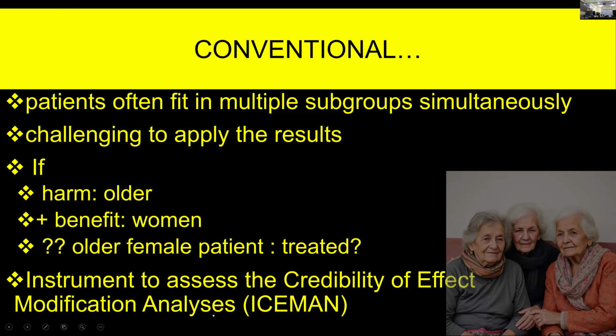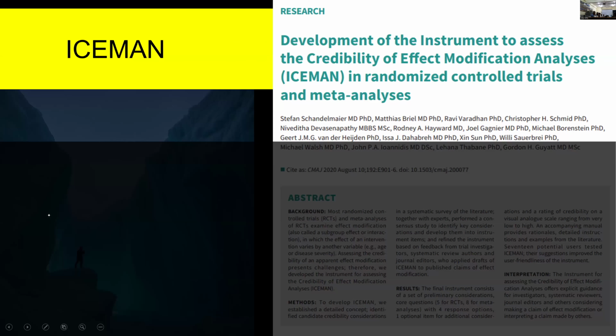So to overcome this particular problem, there is a new tool. Everything in critical care is about a tool nowadays. It's called the ICEMAN tool, the Instrument to assess the Credibility of Effect Modification Analyses. I mean, it's a mouthful. Everybody likes to make mnemonics, so somehow they made a big thing. So what is this ICEMAN? This is the article on ICEMAN. It comes from this particular journal, I think the Canadian Medical Association Journal, CMAJ, and it's got this ICEMAN.